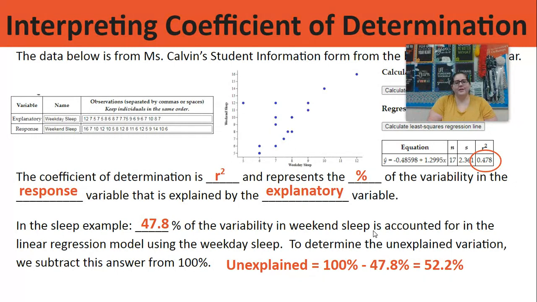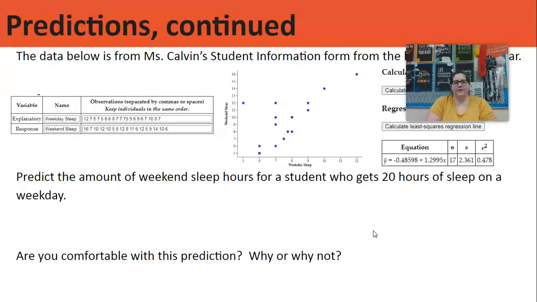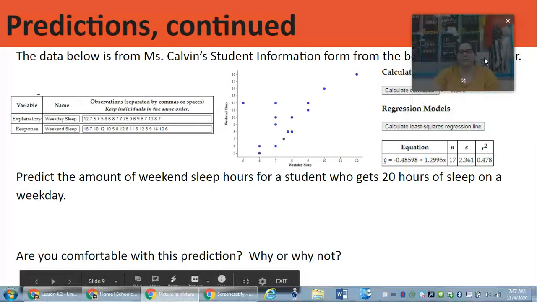So it's another measure of strength. It's telling us how much of this variation that we're seeing actually has to do with this linear model, and how much of it is unexplained and due to other factors. So it's another measure of the strength.